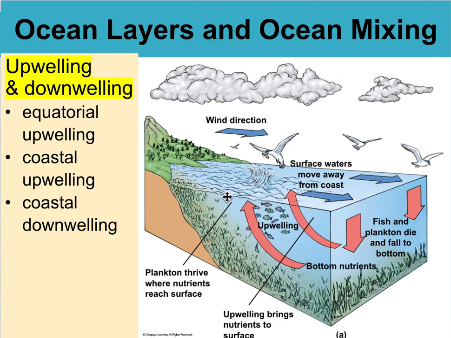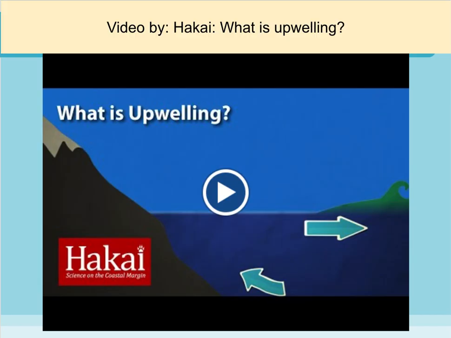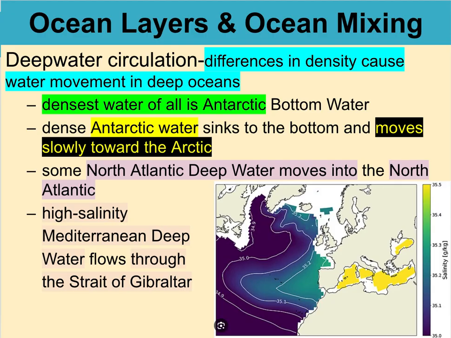So this upwelling and downwelling is so important, because as things die and nutrients come off of land, those extra nutrients from dead plants or decaying matter do fall to the bottom of the ocean, where they're further decomposed and broken down. But then it's very important to bring those nutrients back up to the top to be used again. This is a video by Hakai, What is Upwelling, that shows you more about that process.